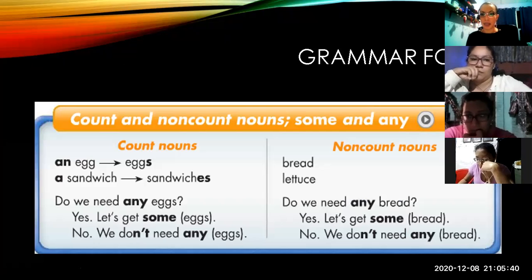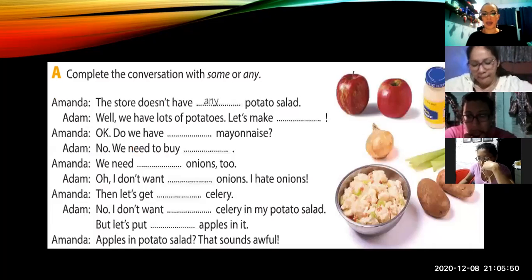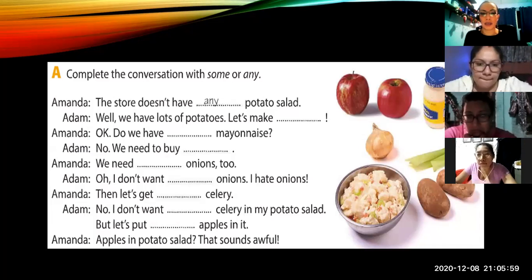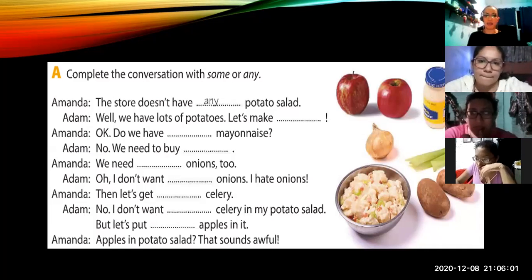Luego, para hacer oraciones, sí, tenemos esas restricciones. Si es afirmativa, vamos a usar some. Y si voy a hacer una negativa, voy a usar any. Esto lo habíamos hablado ayer. So, vamos a hacer este ejercicio. Complete the conversation with some and any. Vamos a estar utilizando some or any depending, right? Depende de lo que veamos.